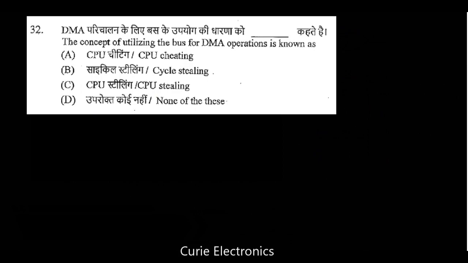Question 32. The concept of utilizing the bus for DMA, direct memory access operation, is known as cycle stealing. Cycle stealing means this DMA, direct memory access, is used for input output devices. So without intervening the processor, the memory can be accessed. That is what DMA does, and this is known as cycle stealing.